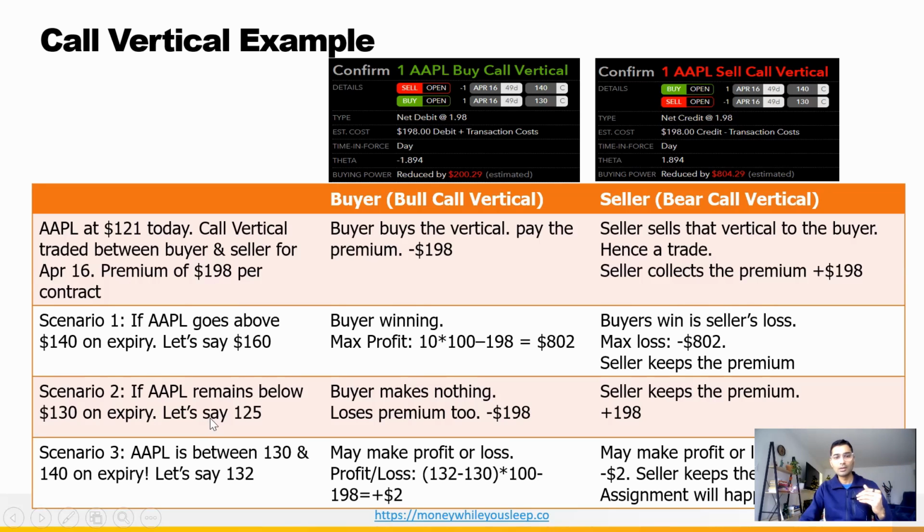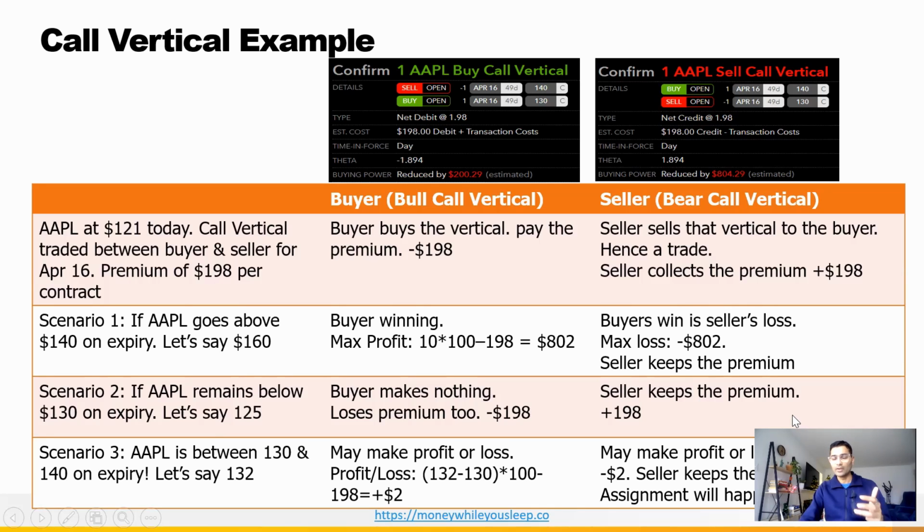So what will happen? The buyer has lost his bet because he was expecting, since he has bought this 130 call, that the stock can go above 130. So he is losing in this bet. Hence, the buyer will not make any money. He is in fact going to lose his $198, and the seller will keep that particular premium of $198.